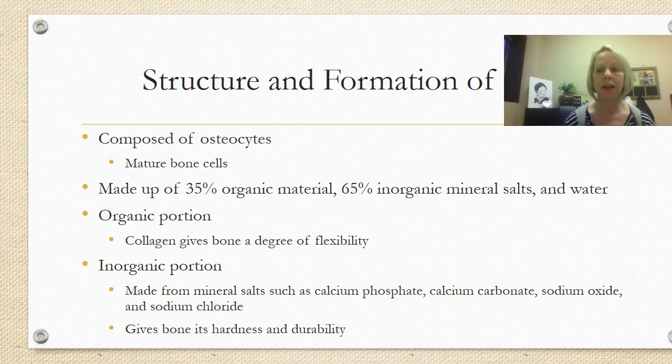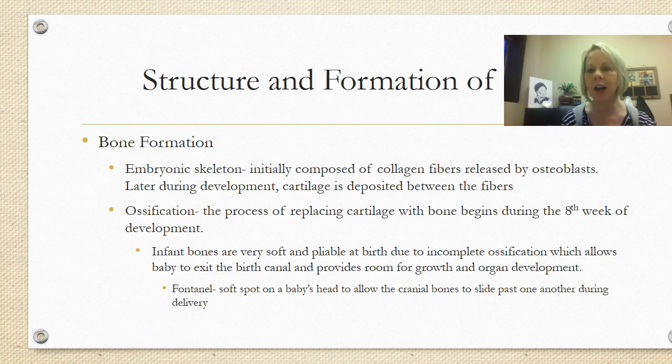So the mineral salts being phosphorus and calcium. And the minerals give bone its hardness, while the organic portion gives it flexibility and strength. Bones are formed as early as embryonic development. They start out mostly as a cartilage model, hyaline cartilage, and then are replaced by bone. Some remnants exist in the newborn, for instance, cartilage at the end of bones, in growth plates, and the fontanelles, which are soft spots on the baby's skull. This is where bone is still growing.